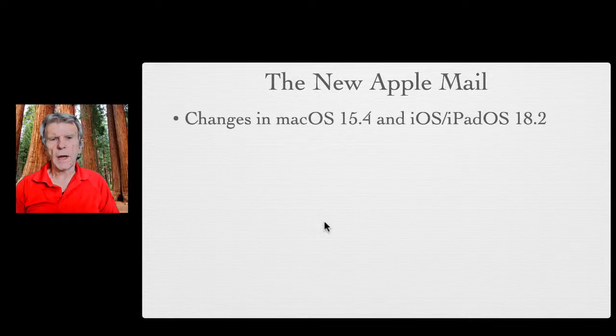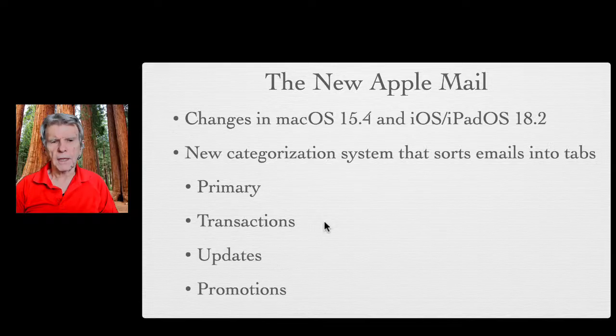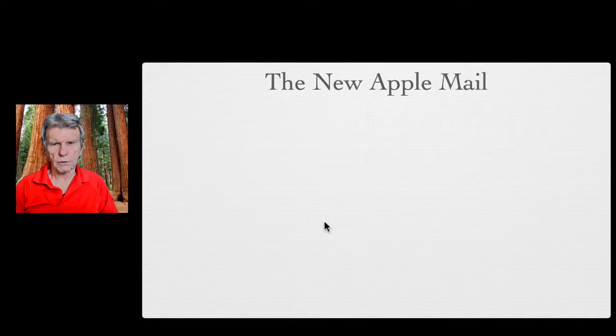So these changes to Apple Mail came about in macOS 15.4 and iOS and iPadOS 18.2. So you need to be updated to get the features we're going to talk about today. The new categorization system sorts emails into tabs. So that's the biggest change. You have 4 tabs: primary, transactions, updates, and promotions.